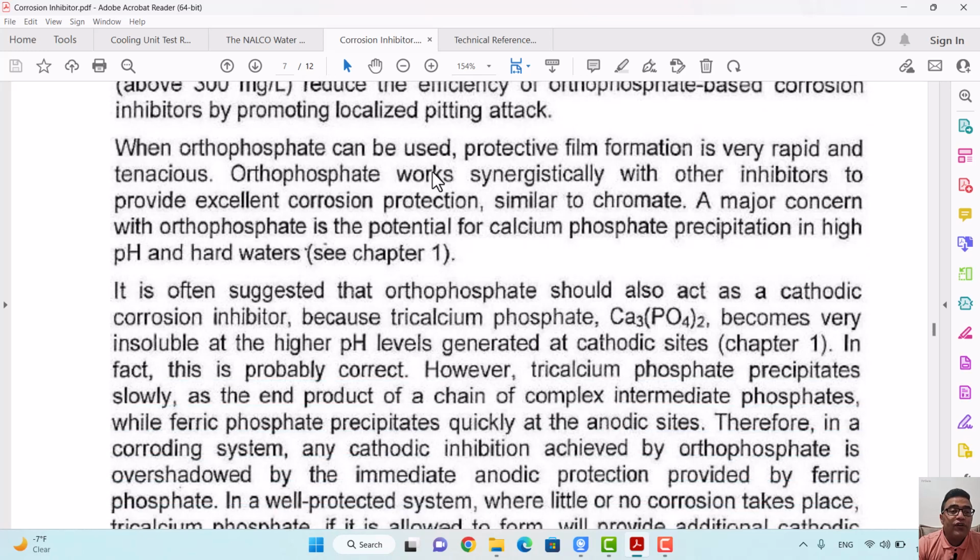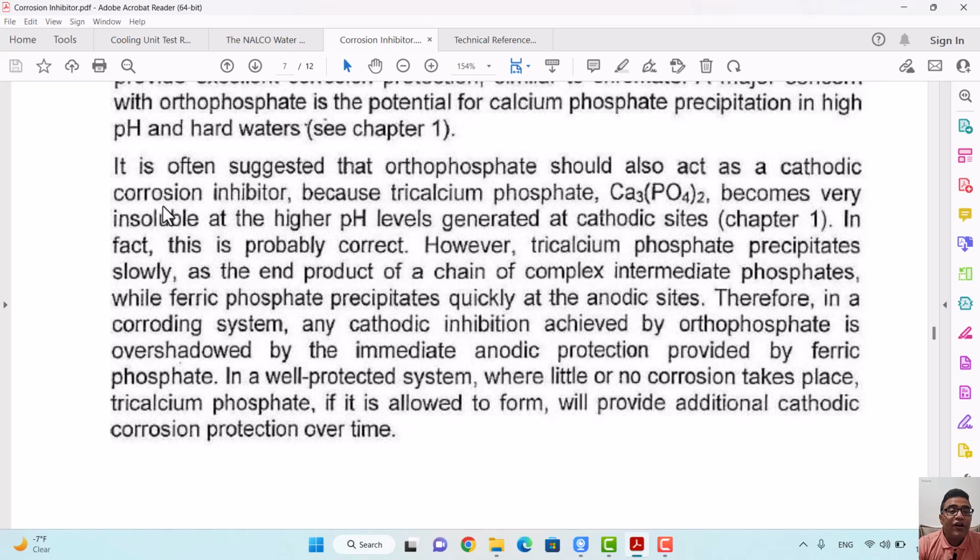When orthophosphates can be used, protective film formation is very rapid and tenacious. Orthophosphates work synergistically with other inhibitors to provide excellent corrosion protection, similar to chromate. A major concern with orthophosphate is the potential for calcium phosphate precipitation in high pH and hard waters. It is often suggested that orthophosphates also act as a cathodic corrosion inhibitor because tricalcium phosphate becomes very insoluble at higher pH levels generated at cathodic sites. In fact, this is probably correct.